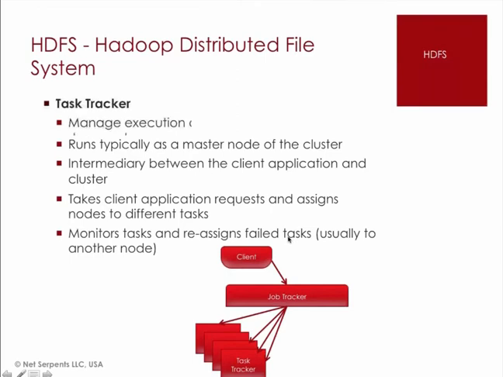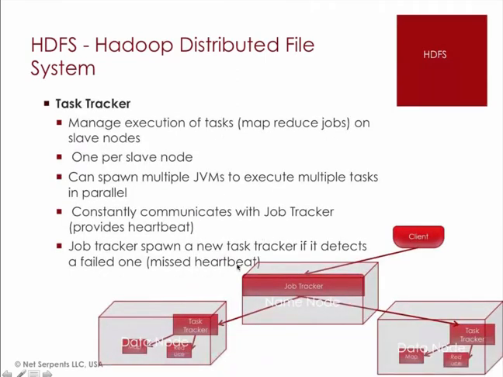The task tracker, which is the final one in the loop, again resides on the slaves. There is usually one task tracker per slave node.